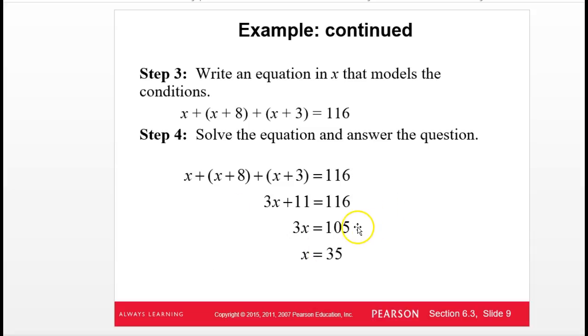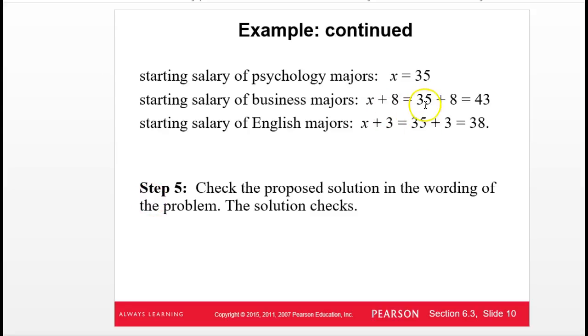Okay, so since x is 35, that's the median starting salary in thousands, so 35,000 for a psychology major, and then we add 8, so 35 plus 8 is 43. That's the median starting salary of a business major, and then add 3 to 35, which is 38,000, which is the median starting salary for English majors. Okay, so it's important that we understand that these are in thousands, but that's the answer. Make sure that you understand your units and what you just found.